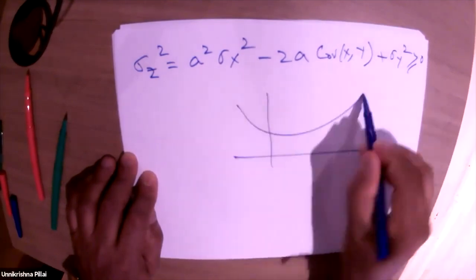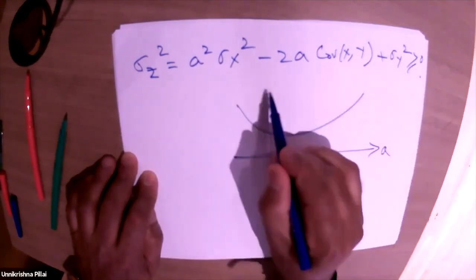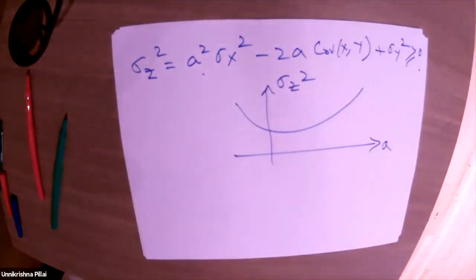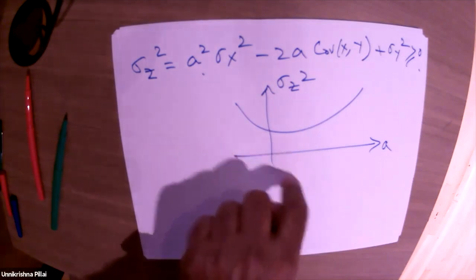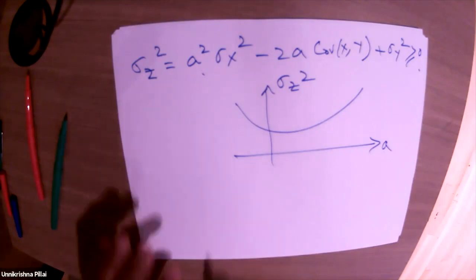So if I plot this, this quadratic goes like this. I'm plotting it as a function of a, it's positive. So this is sigma z squared. But this is a quadratic in a, where are the two roots? Anyone? If the function is above the x-axis, the roots are? Imaginary roots. That means what? The discriminant is? Negative. So let's find the discriminant.